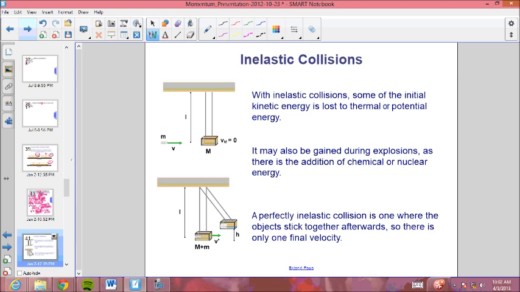So, inelastic collisions. With inelastic collisions, some of the initial kinetic energy is lost to thermal or potential energy. It may also be gained during explosions, as there is addition of chemical or nuclear energy. A perfectly inelastic collision is one where the objects stick together afterwards. There's only one final velocity. So, for example, that's our trains when they hit together and they're stuck together at the end. Another example would be two ice skaters. One of them is standing on the ice waiting, and then the other one glides into their hands and they skate together on the ice.